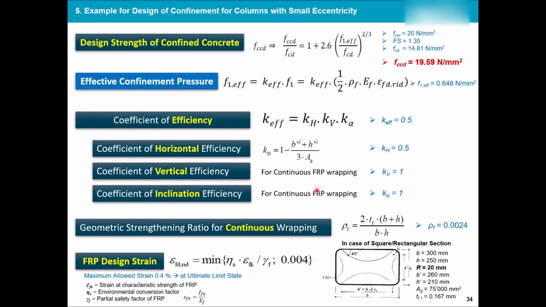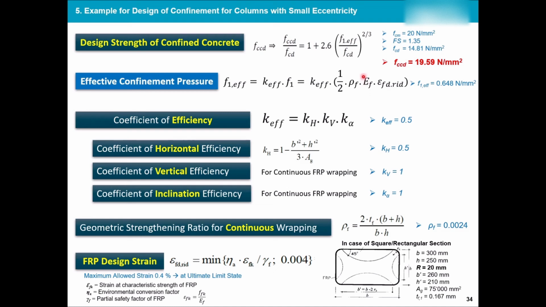In both cases, I have continuous wrapping. So based on the formulations that you just saw in previous slides, those have been calculated. Now I have to calculate rho_f, the rho of FRP, which is the geometric strength ratio for continuous wrapping. Again, we're dealing with a continuous wrapping. We as a designer have decided that it will be a continuous wrapping. So rho_f has been calculated very simply as well, and you can see it only depends on some geometry of the section as well as the properties of your FRP, thickness of FRP, b and h of your section.